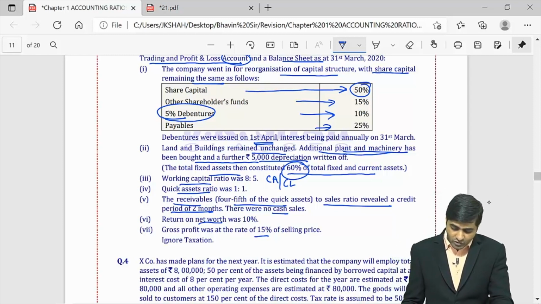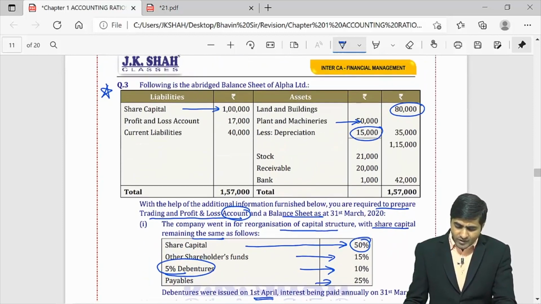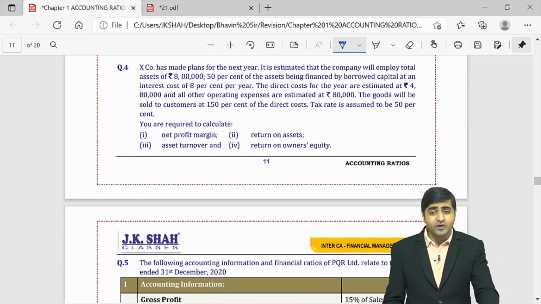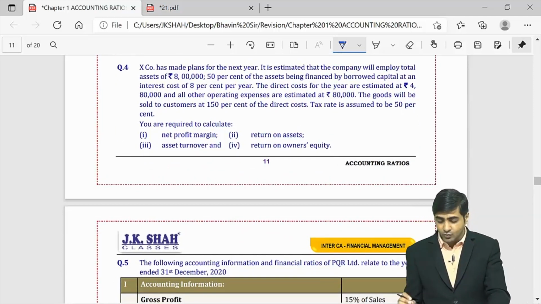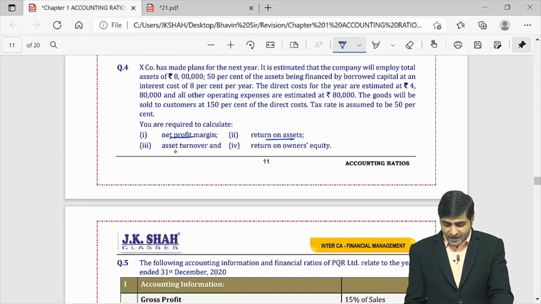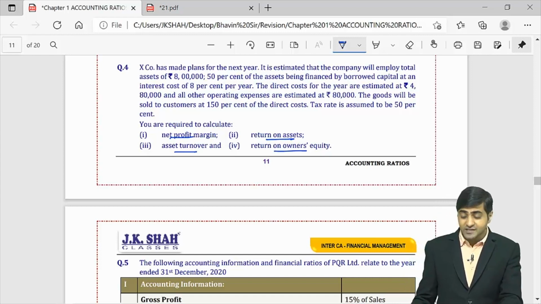So with this, my dear students, now your question number 3 also gets completed. Now let's start with question number 4. Question number 4, again a very easy question where we just have to calculate your net profit margin, return on assets, asset turnover ratio, and return on owner's equity.